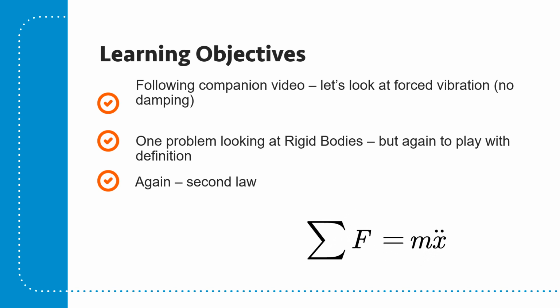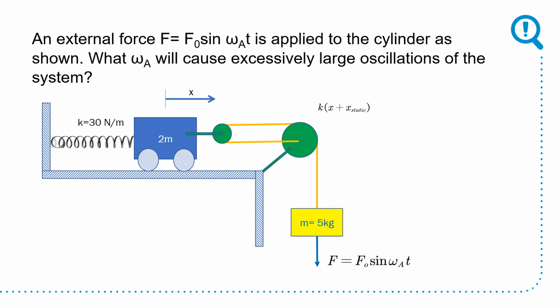And I promise I won't do that very much, but it's kind of fun to do it once in a while. So sum of forces equals mx double dot or ma, but framing the equation based on the equations of motion so that I always get some result that makes sense. So if I look at this and I follow along, I have an external force which is applied to the cylinder as shown.